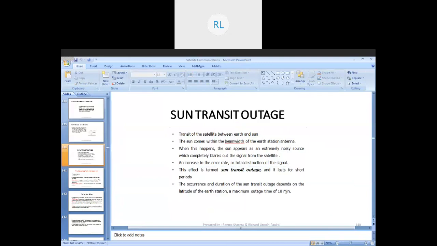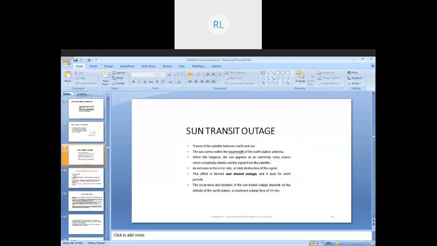The occurrence and duration of sun transit outage depends on the latitude of the Earth station, and it can take about 10 minutes to pass from one point to another point. Actually, even if you see the shadow, for every 10 minutes there is a degree change of shadow. I don't know how many of you have observed it. For every 10 minutes, you can see that there is a degree of change of shadow.